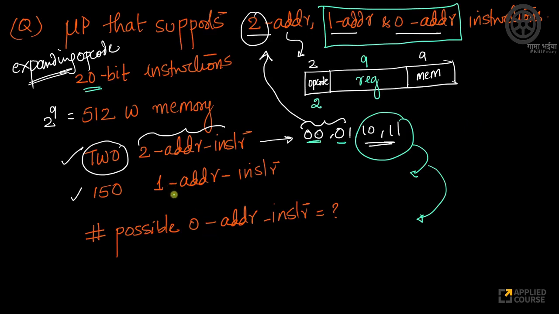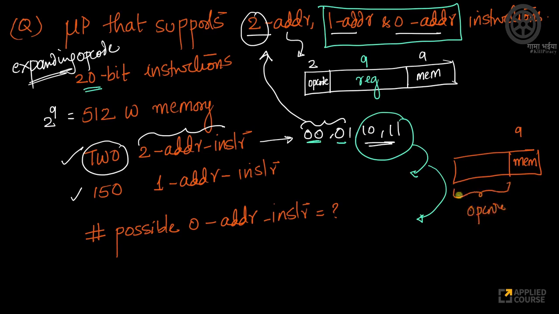First, let's look at it from the perspective of 1 address. So what will 1 address look like? Let me just erase this. This is your 2 address format, right? How will your 1 address format look like? Your 1 address format will look like this. You will have 9 bits for memory, because you have a 512 word memory, you need 9 bits for that. The rest everything will be your opcode.